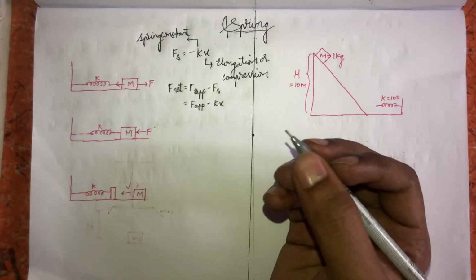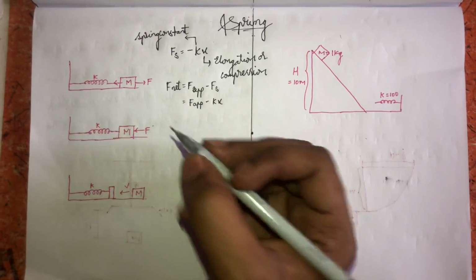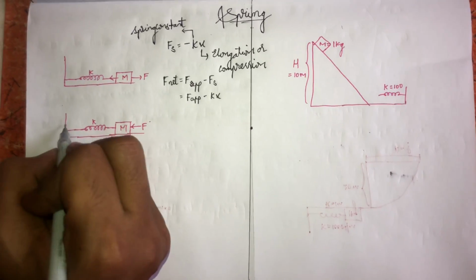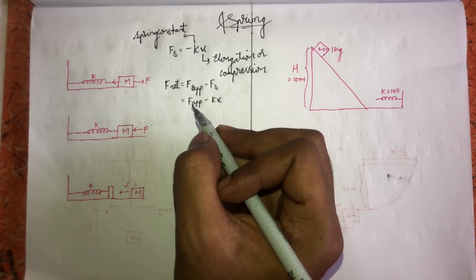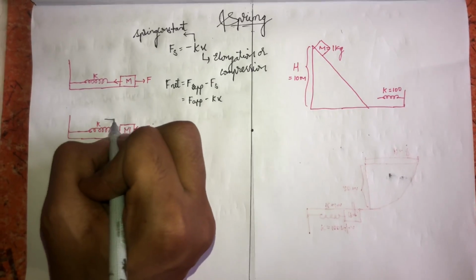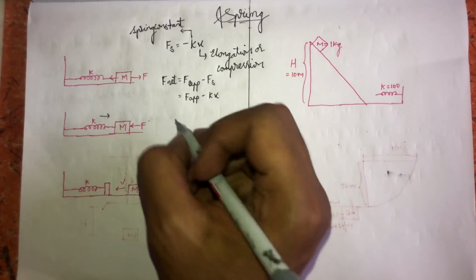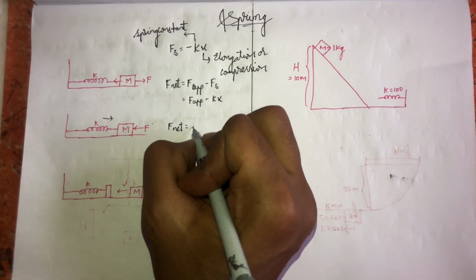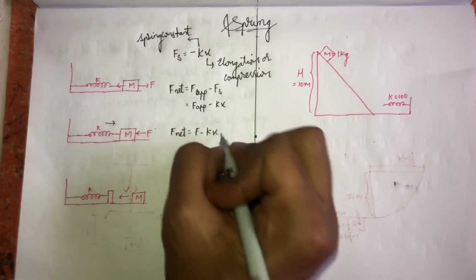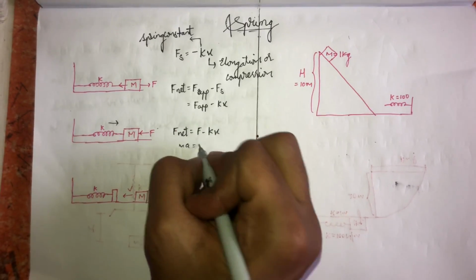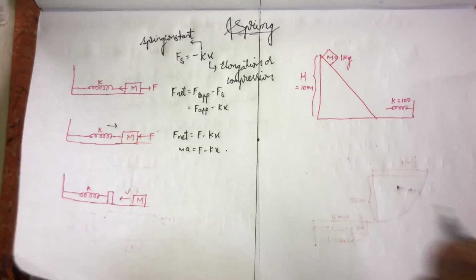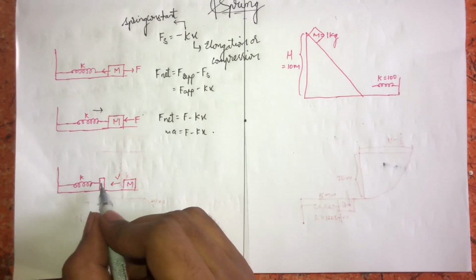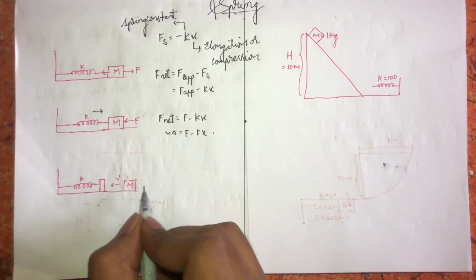That's clear. In the next problem, the force is acting in the opposite direction, that is towards the vertical wall. So the spring force will act in the opposite direction, that is towards this side. So again F net will be equal to F minus kx, that is ma equals F minus kx. That's clear.